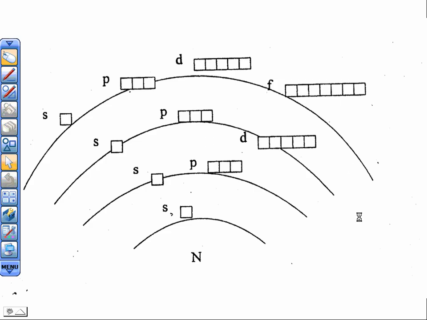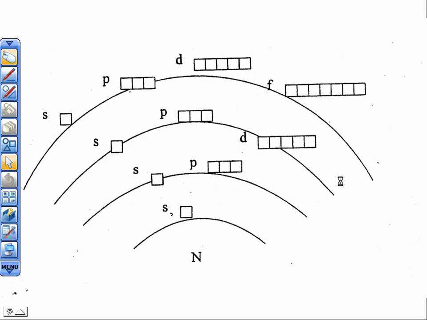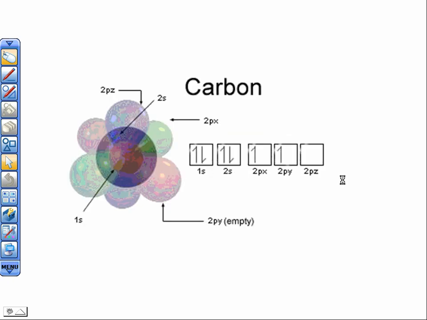Alright, now we're going to move and look at the periodic table. If you keep clicking through the PowerPoint, you will see an explanation of this. This is the energy level known as the shell. This is the subshell, and that's how many electrons there are. This was hydrogen. Click. Here's one of carbon. Carbon is 1s2, 2s2, and it's going to be a 2p2.